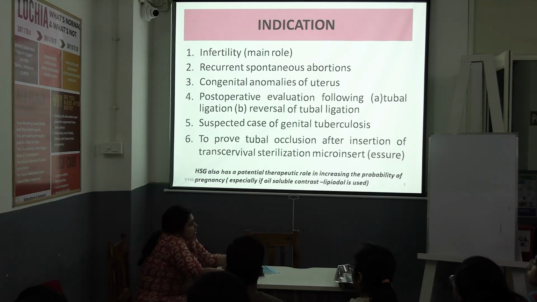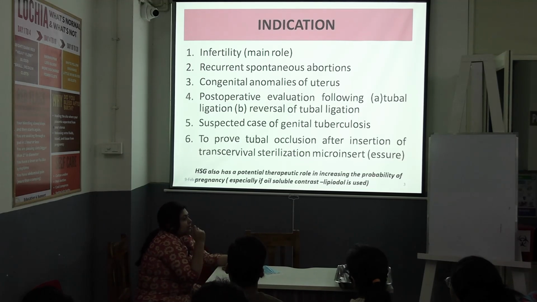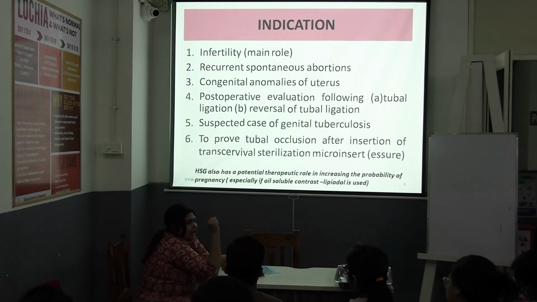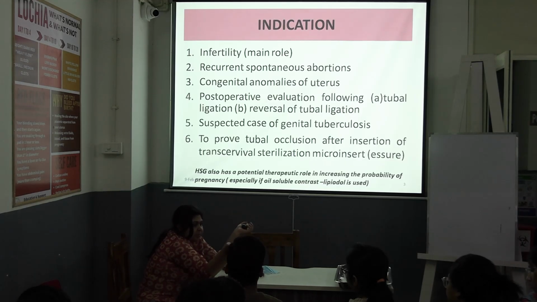Then congenital uterine anomalies. Congenital uterine anomaly is what? Uterine septum. Then post-operative evaluation following tubal ligation. Suppose you have done tubal ligation and now you want to know whether the ligation procedure you have done is successful or not. Then what will you do? You will push the dye and take an X-ray of the abdomen, and then what will you find? The dye has not spilled; up to the portion where the tube has been ligated, the dye will go up to that part. So you know up to that part the tubes are ligated, the operation has been successful. Had the dye been spilled, then that means what? That means the OT is not successful.